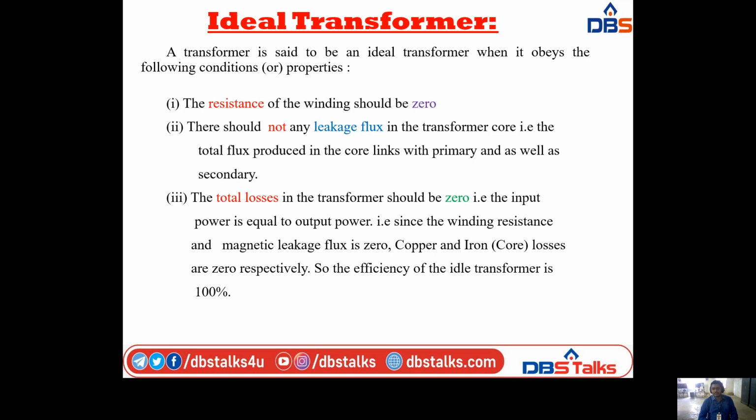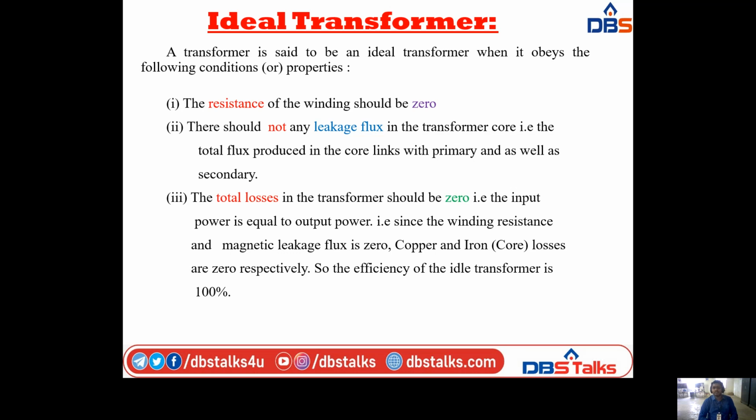Okay, and the total losses in the transformer should be 0. So for an ideal transformer, total loss in the transformer should be 0. But in the basic transformer, definitely some losses are present. But in the ideal transformer, the total losses should be 0. Why? Because the secondary winding of the ideal transformer is not connected to the load. If the secondary winding is connected to the load, we have the losses. But here the total losses in the transformer should be 0.